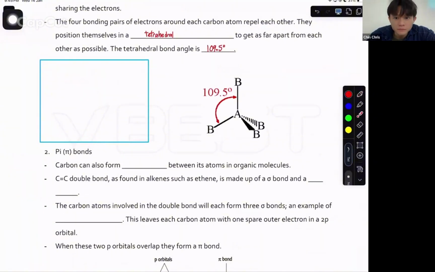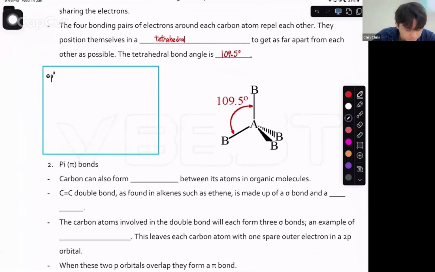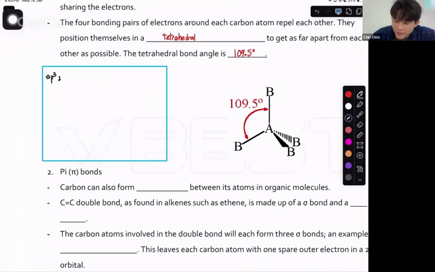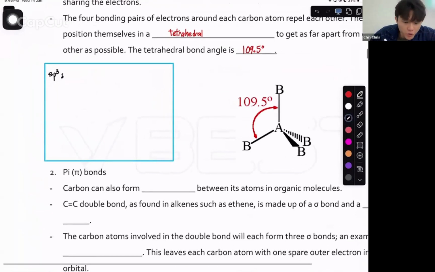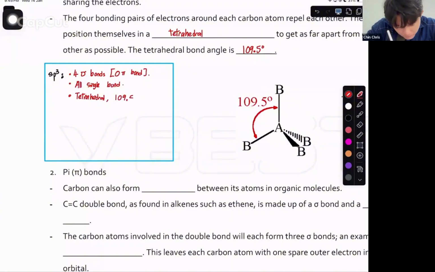Okay, guys, now let's look at different types of hybridization, starting from sp3. Guys, for sp3 hybridized, remember this, yeah? For sp3 hybridized, usually you have 4 sigma bonds and 0 pi bond. For sp3, the characteristic is all single bonds, bond angle 109.5, shape tetrahedral. Done. Okay, so these are the properties for sp3.